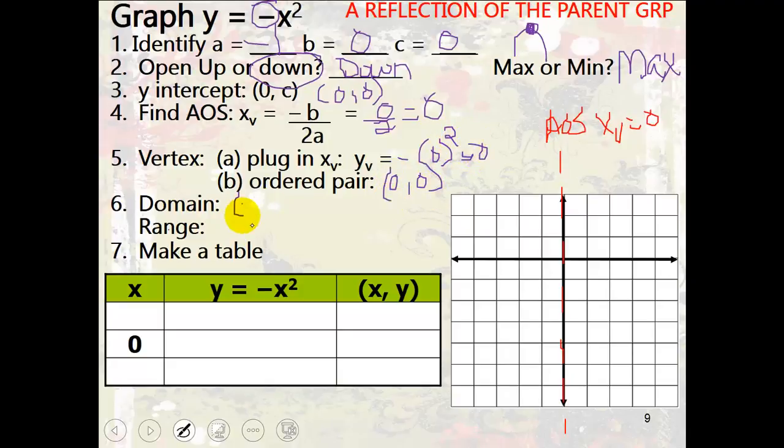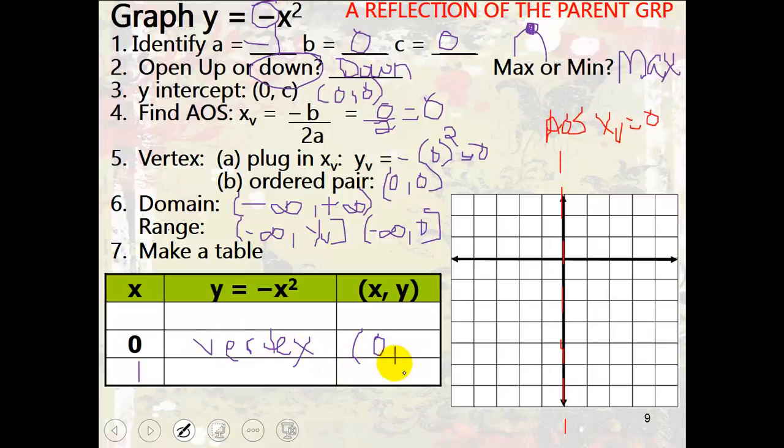My domain is always negative infinity to positive infinity. The range, this is my y-coordinate is my maximum, so that means it's going to go negative infinity to the y-coordinate of my vertex. So that's going to be negative infinity to 0. And then we're going to make a table. And we're going to be careful how we plug this in. So this is my vertex. I've already calculated it. No need to do it again. 0, 0. Just put it in that table.